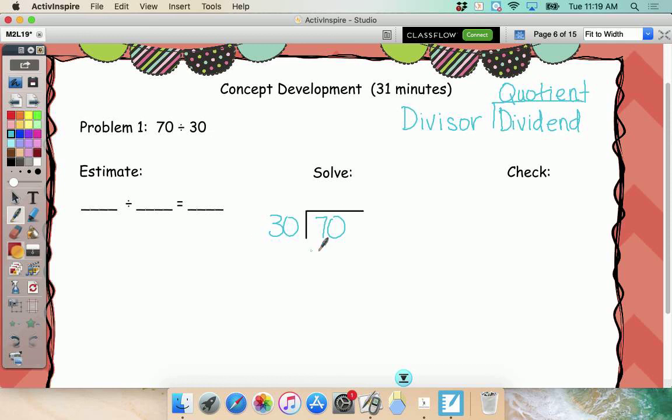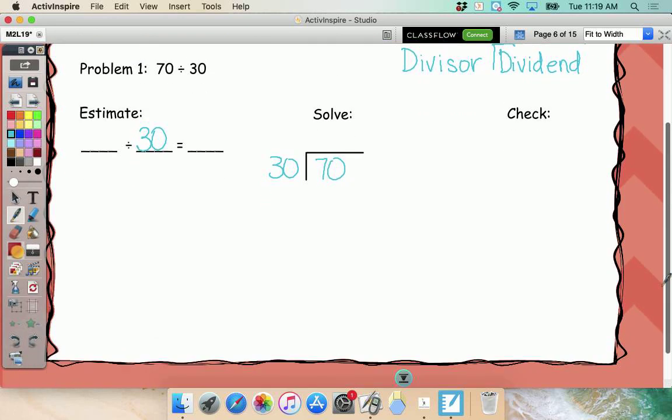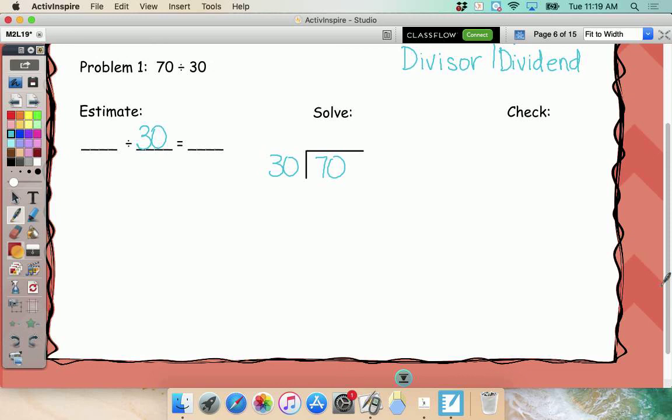Okay, so the first thing I want you to do is write your problem correctly. Then I want you to round your divisor. Now, it just so happens that this divisor is already rounded because it's a multiple of 10, so I don't have to do anything to it. But in the next lesson, I'll have to round it. After you round, you know what you do? Starts with an S. Skip count. Very good. These are called multiples.